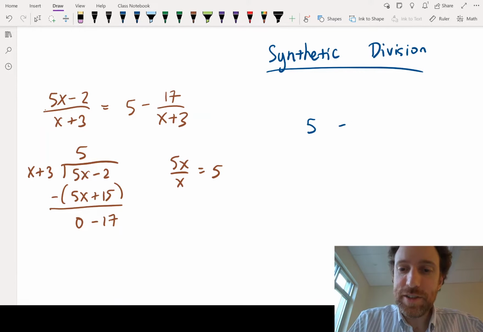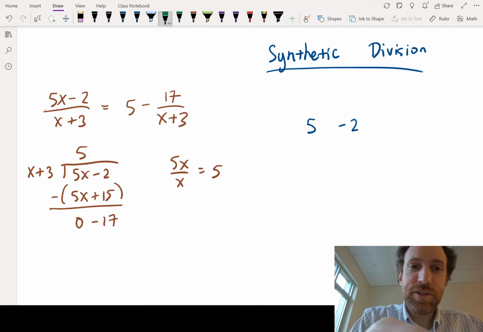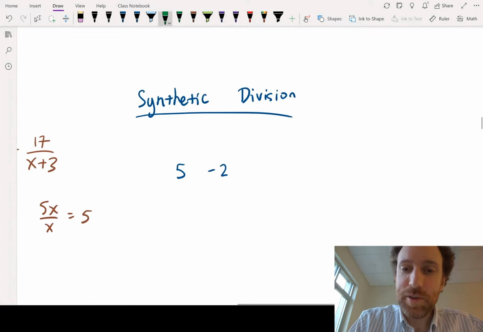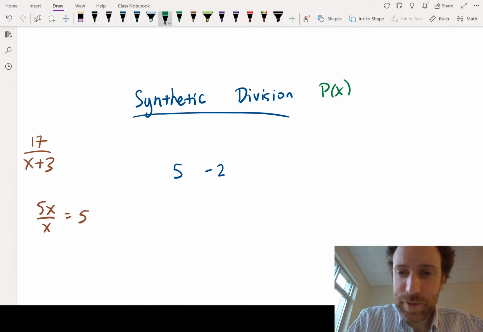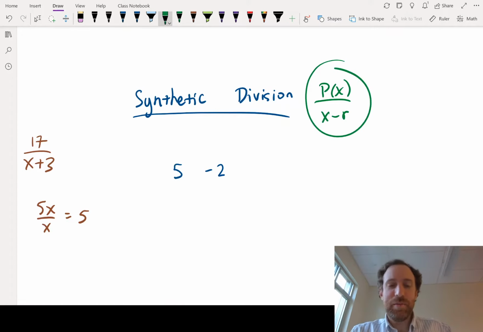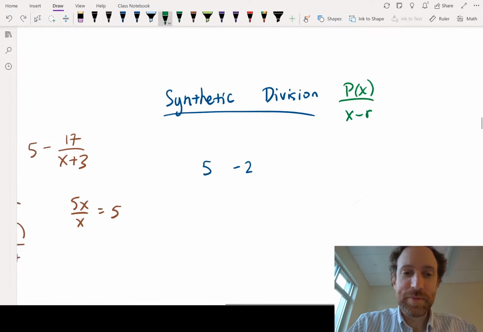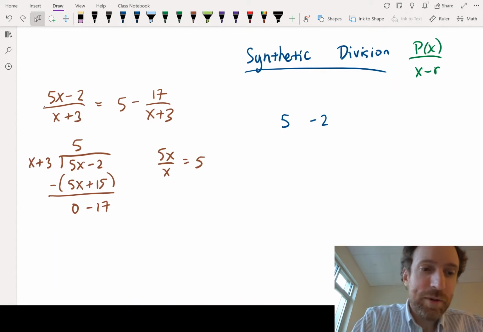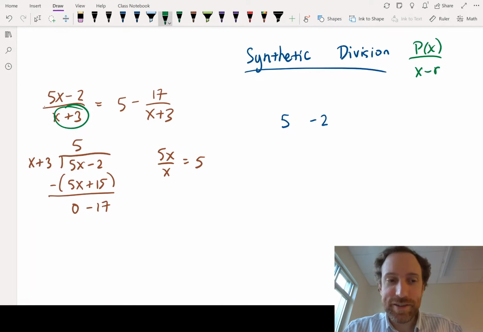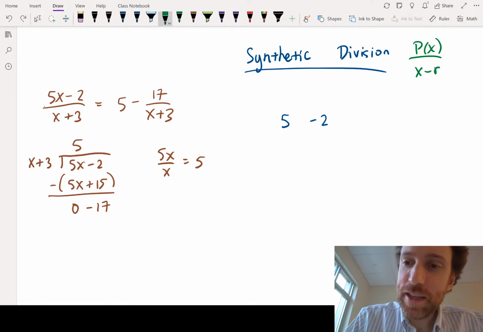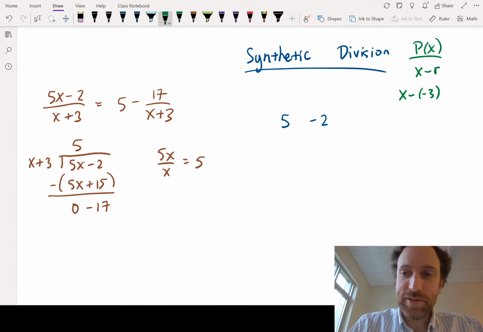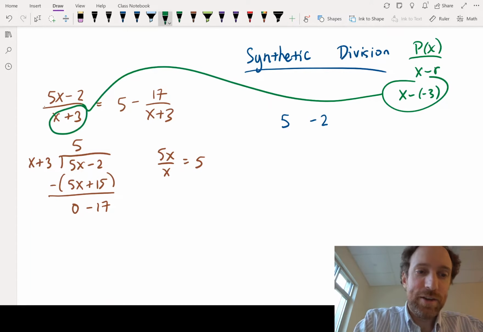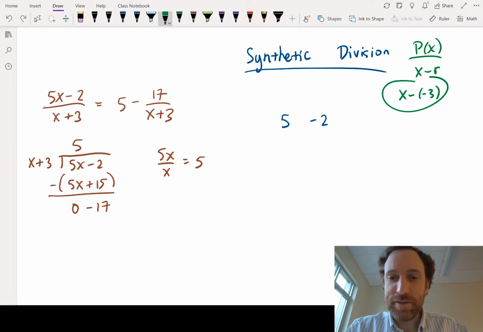Now, synthetic division is specific to situations where you have some sort of polynomial divided by x minus r. It only works on division problems of this form. However, that is what we have here, where our r is negative 3, essentially. X minus negative 3 is x plus 3. That's what we're dividing by. So our r is negative 3.